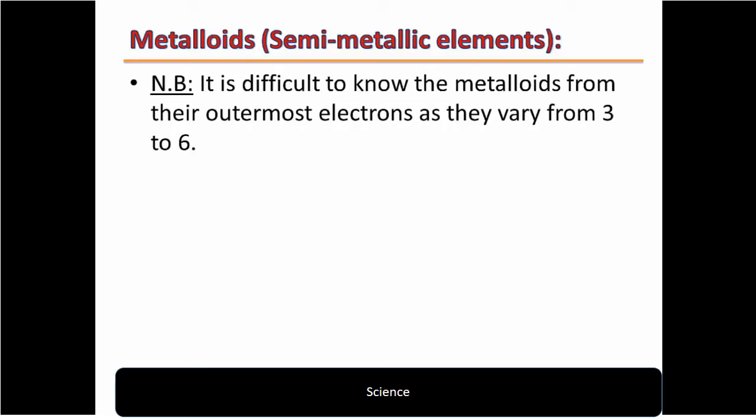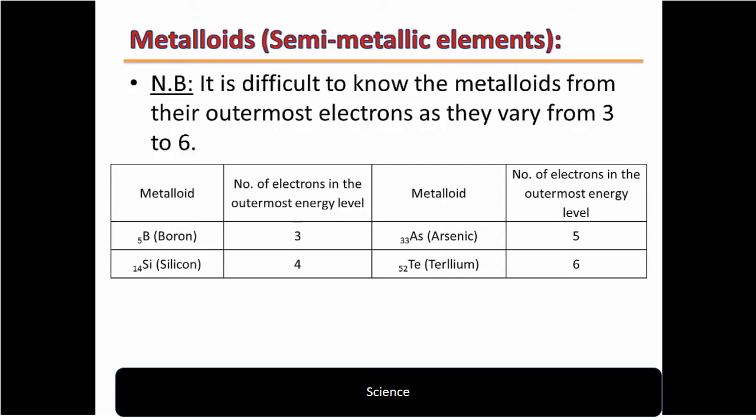Note the following. It is difficult to know the metalloids from their outermost electrons. This is a give reason question. Give reason: it is difficult to know the metalloids from their outermost electrons, because they vary from 3 to 6. The number of electrons varies from 3 to 6 electrons. So we have to memorize them.